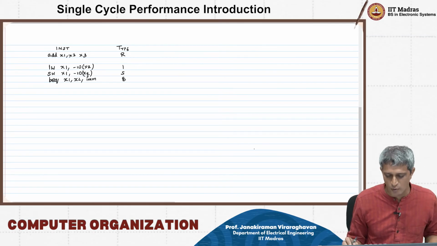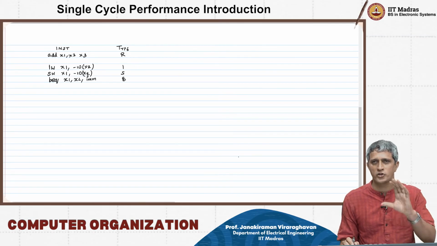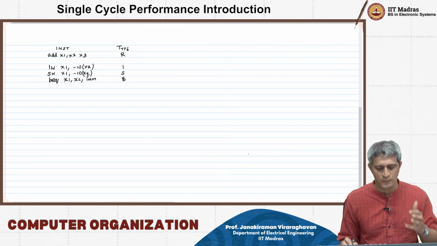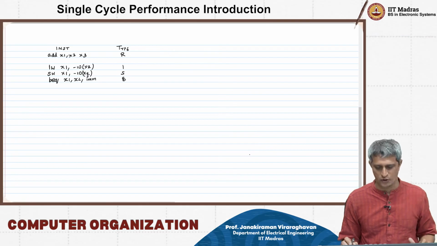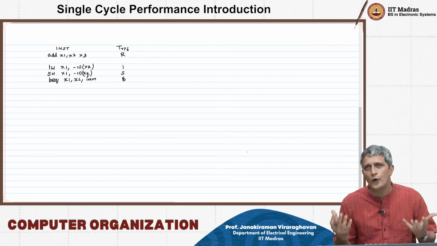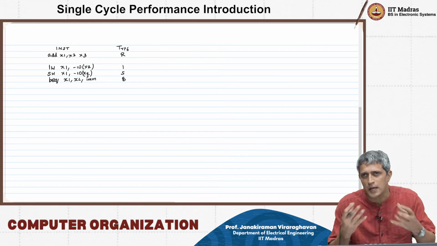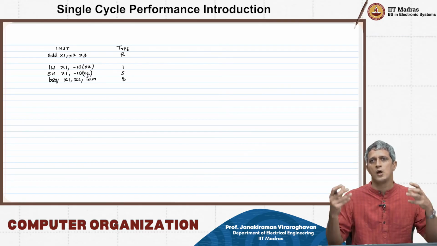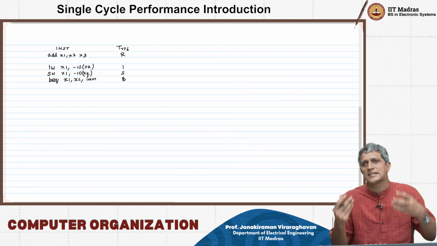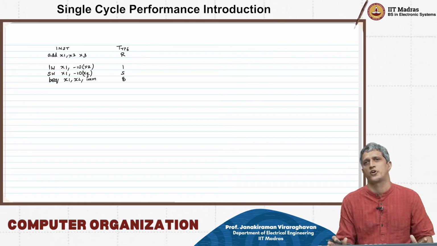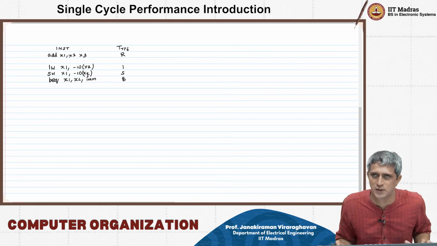I'm going to only worry about one instruction of each type, because the load word also happens to be an I type instruction. Now, how do we go about analyzing this particular timing? How do we find out what is the maximum clock frequency that will accommodate this particular instruction? That is the question that we are trying to ask.